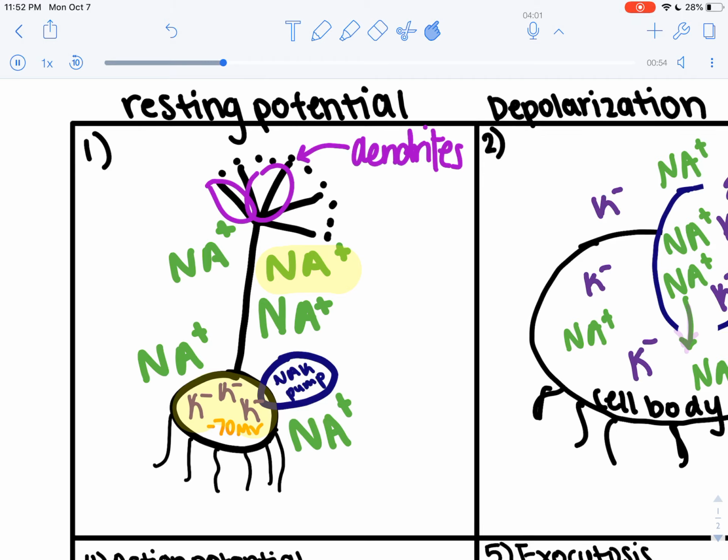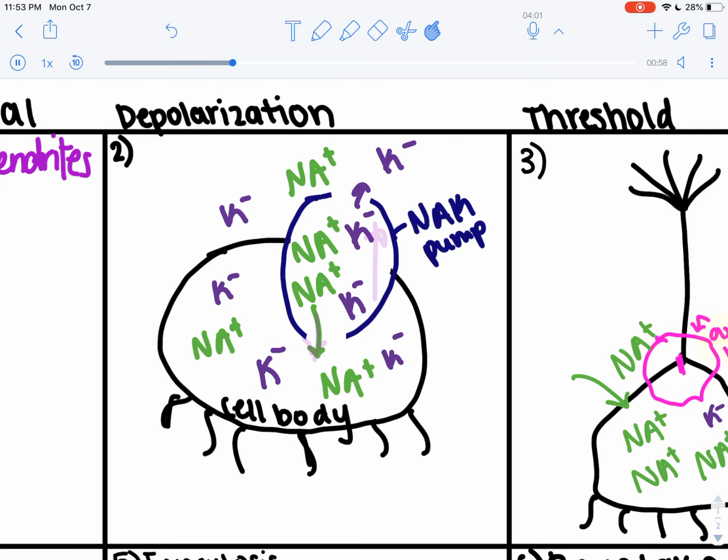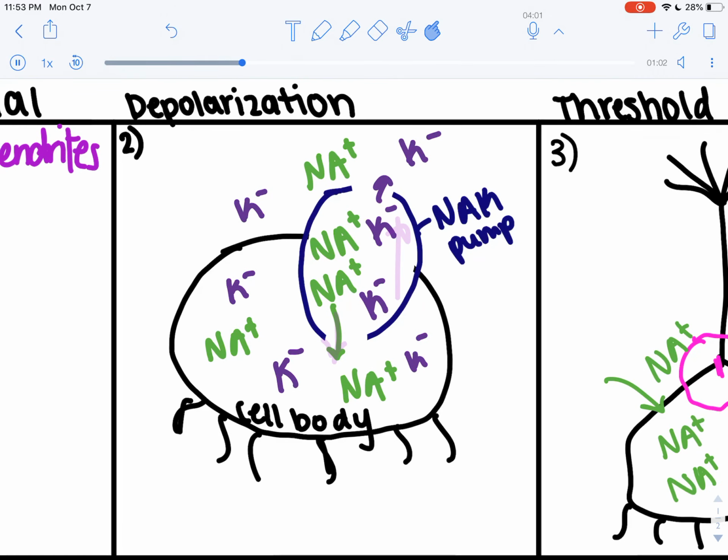messages from other cells. So step 2 of the process is depolarization, and it's basically when you see the sodium rushing right into the cell body as potassium is rushing out. And this happens through the sodium-potassium pump, and the sodium and dendrites go into the cell body.